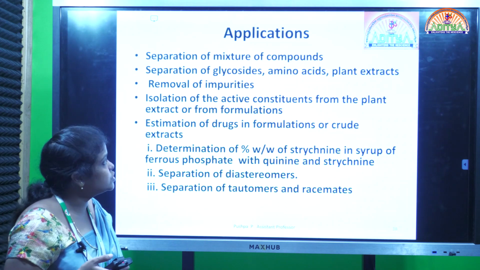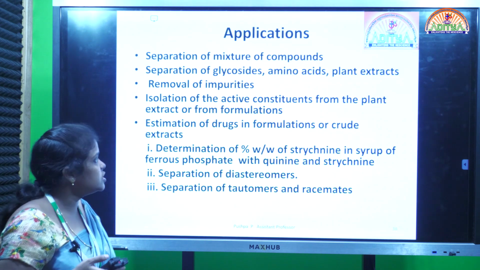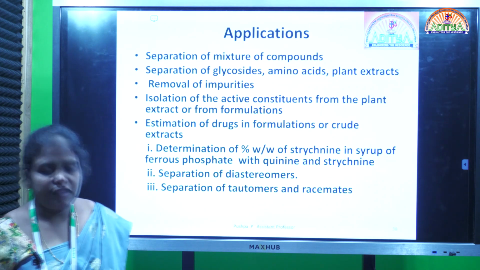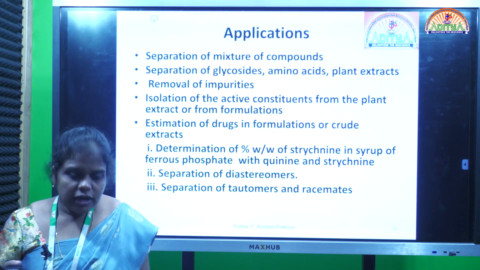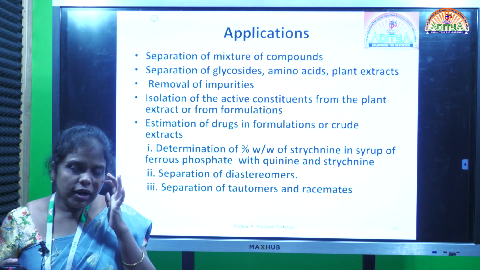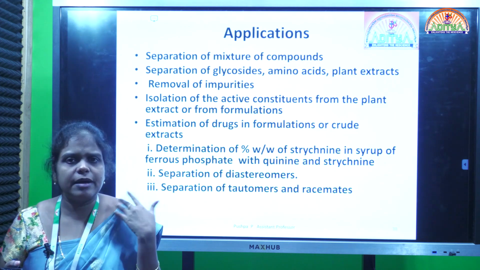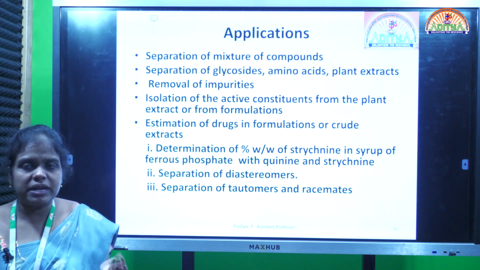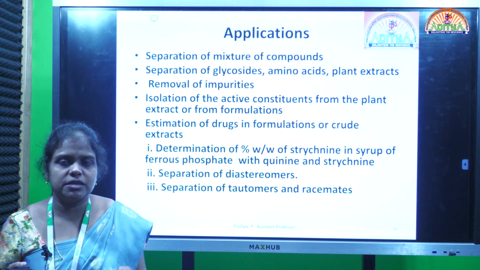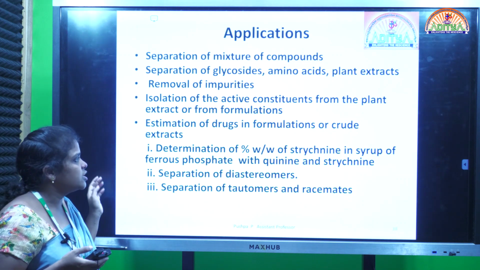And also it is used for the separation of active constituents from the plant extracts, and also it is used for the estimation of drug. For example, in the paracetamol 500 mg drug sample, in that paracetamol tablet, you know already there will be paracetamol, but along with that it will have some excipients also. So how much amount of pure paracetamol is present in that drug along with excipients, if you want to determine, we can use this column partition chromatography.